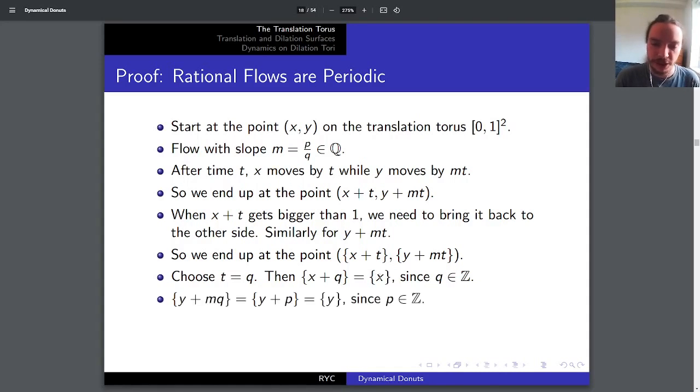Okay, so that's good. But what about y? Well, y plus m times t is equal to y plus m times q. But remember that m was equal to p over q.